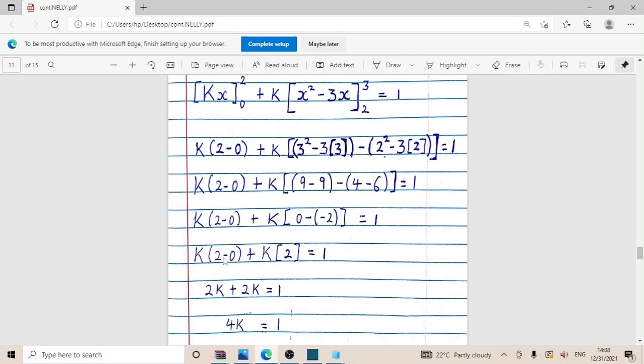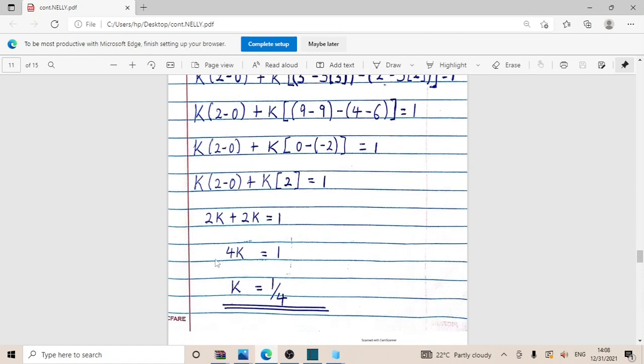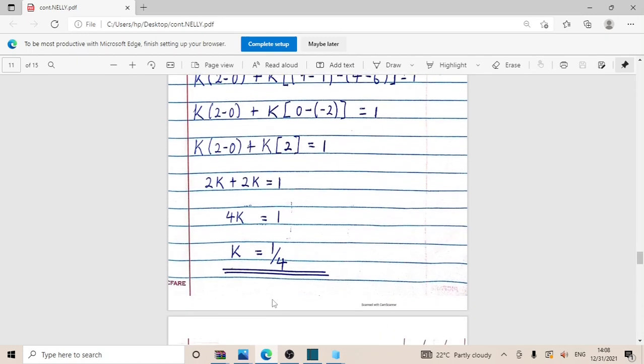So after doing that, now my k brackets 2 minus 0, plus the k brackets 2, is equal to 1. So when I bring this into this and this into this, it will give me 2k plus 2k, which is equal to 1. So after doing that, I'll get 4k, which is equal to 1. So k is equal to 1 divided by 4.